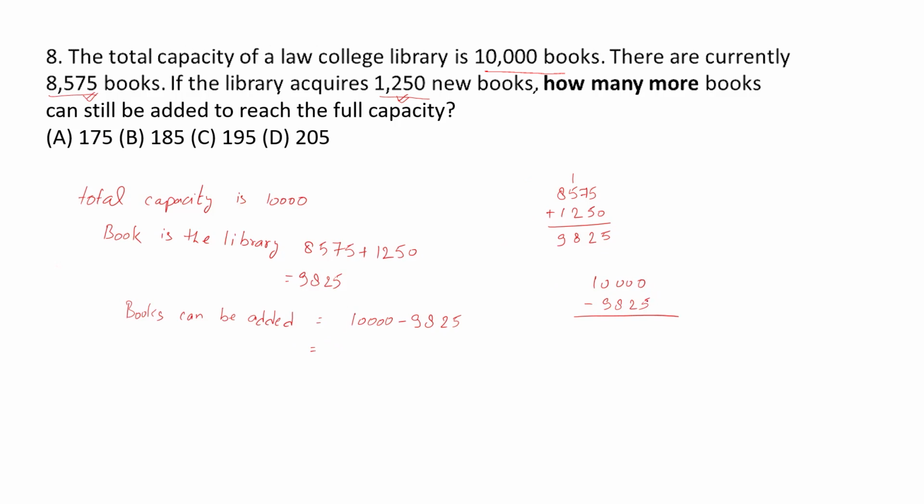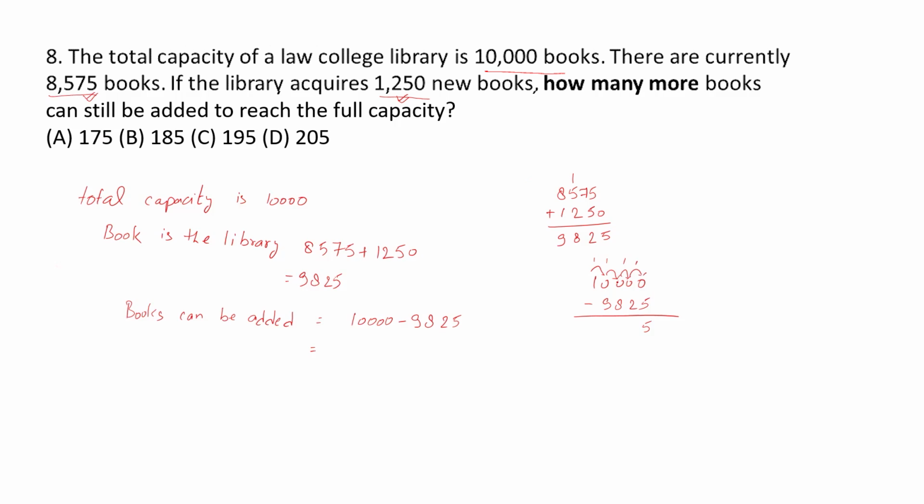So 10 minus 5, not possible. Take remainder to this side. It becomes 10. 10 minus 5 is 5. So here there was nothing. So first from here to here, and then from here to here. 1, 1, 1, 1. So this 1 goes to this likewise. So it becomes 9. So this 1 becomes 10. So this 0 becomes 10.